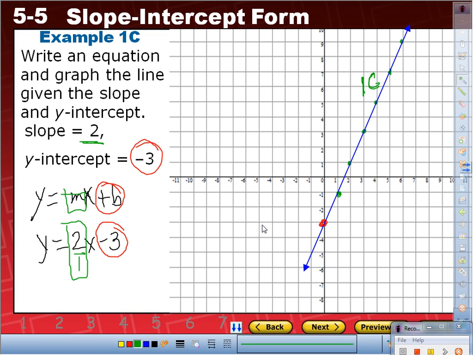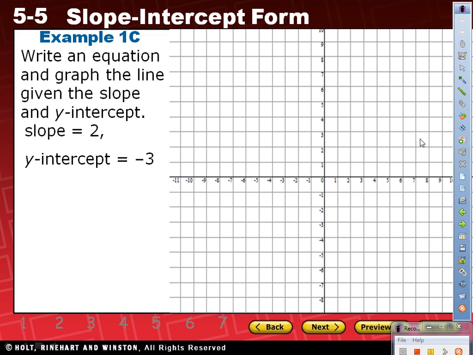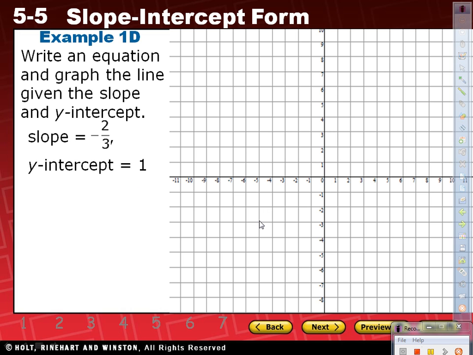So far so good? Okay, let's do another one. Example 1D. We should be going a little bit faster for this next one, hopefully. Here goes. Copy that. Slope is -2/3 and my y-intercept is 1. Write your equation, graph.